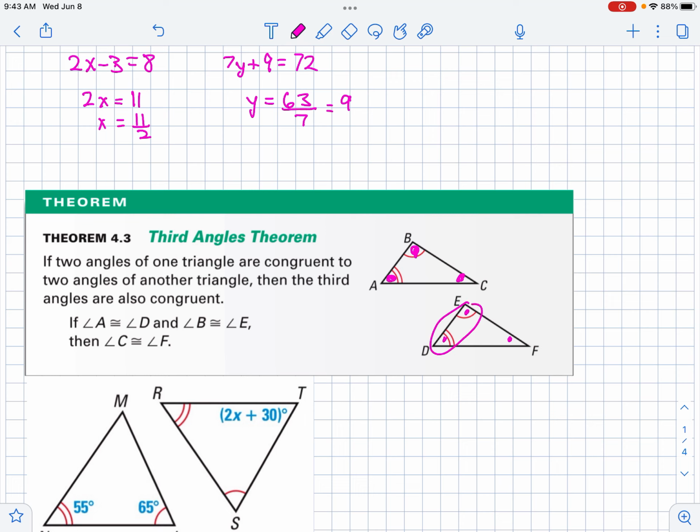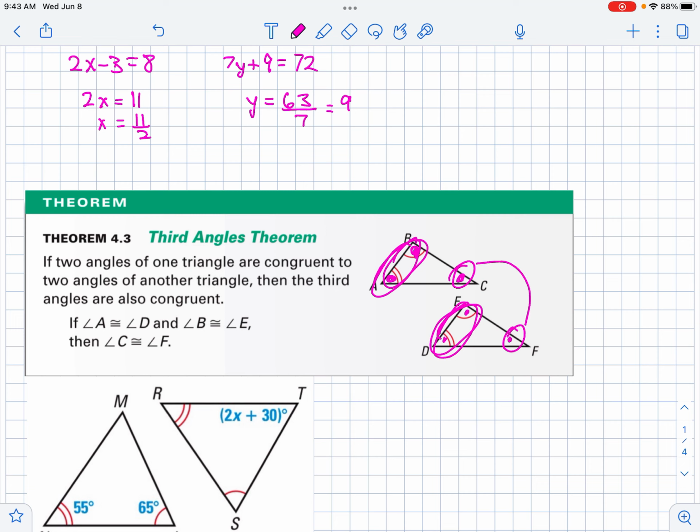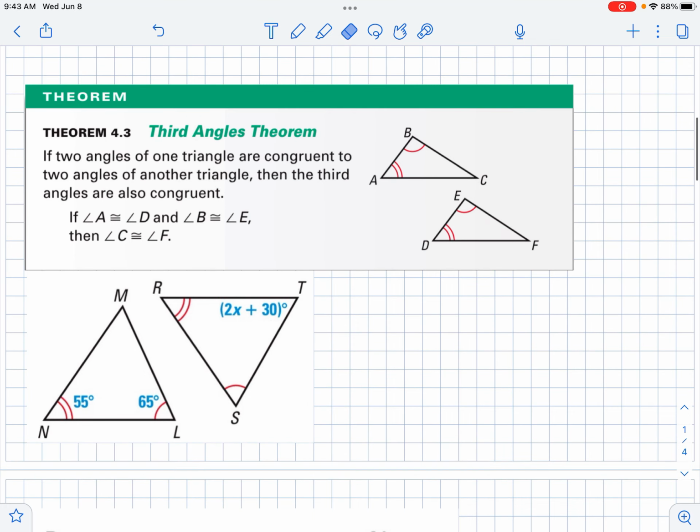Well, if these two and these two are the same, these two must be the same. If those four match up, then these must match up. Okay, so it makes sense. Now, let's see how we could use that.